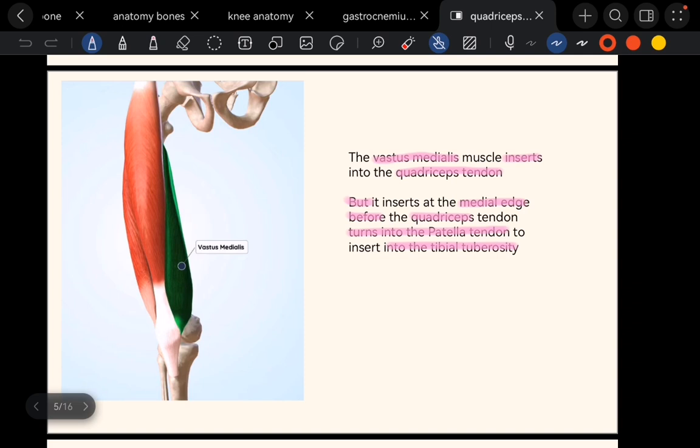Now the vastus medialis muscle basically inserts itself at the medial quadriceps tendon, where it slowly inserts itself at the patellar tendon, inserting into the tibial tuberosity.